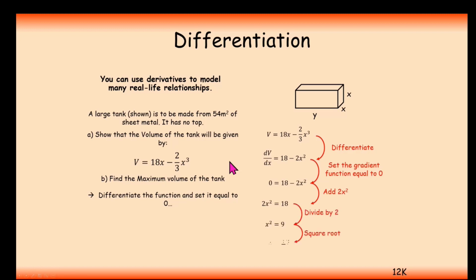Now we're going to get two values, plus or minus 3, but we know it must be 3 because x is a length. Now to find the maximum volume of the tank, once we've got x equals 3, that's the maximum volume, we just substitute the 3 back into V to get the maximum volume.